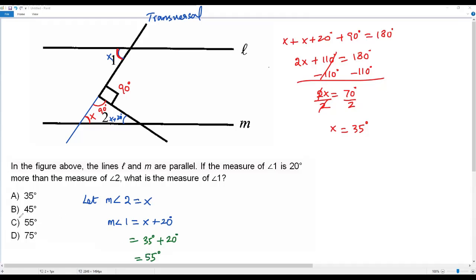I find 55 degrees in answer choice C. So the correct answer choice for this question is C, 55 degrees.